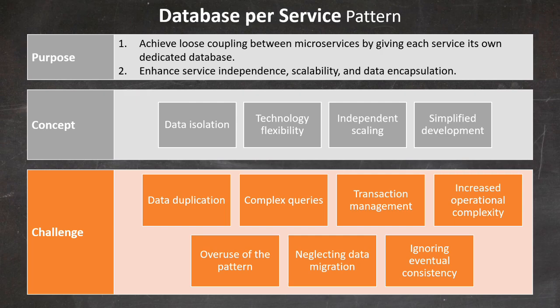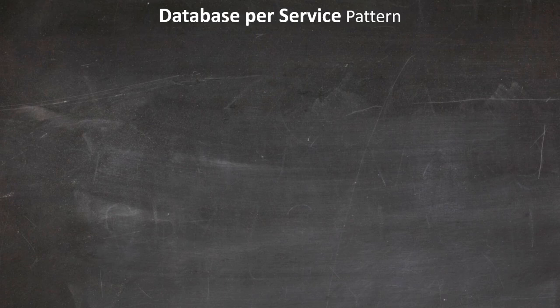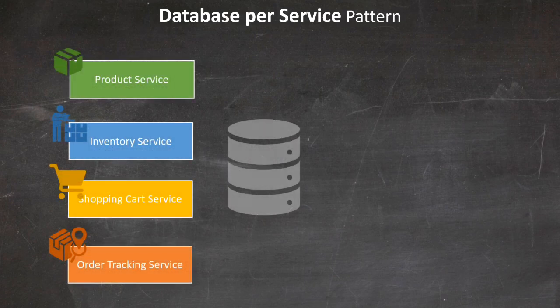Now, let's explore how this pattern translates into real-world applications. In the previous video, we adapted a monolithic e-commerce platform into a microservices architecture. Today, we'll build on that foundation by applying the database per service pattern. Our current architecture consists of 4 main services: the product service, inventory service, shopping cart service, and order tracking service.